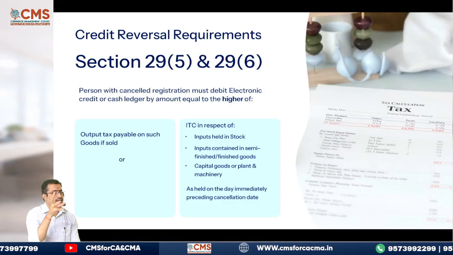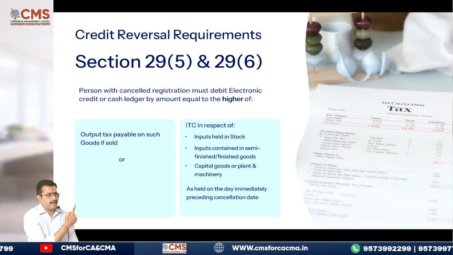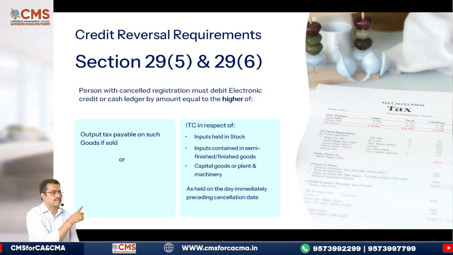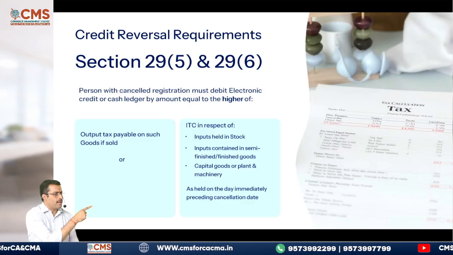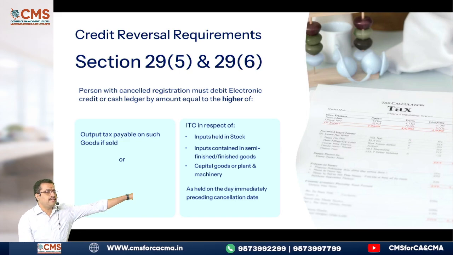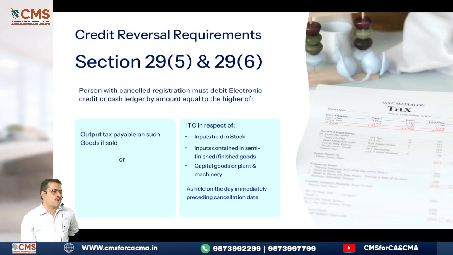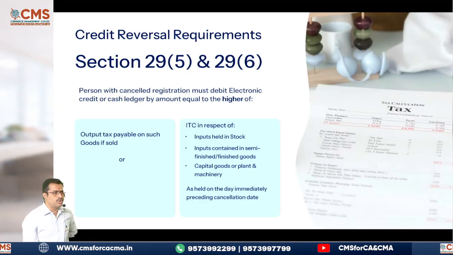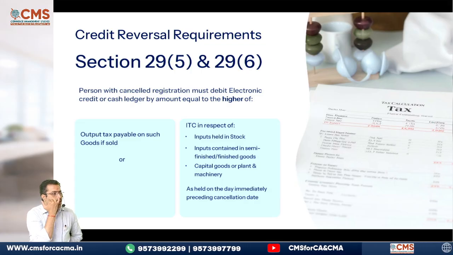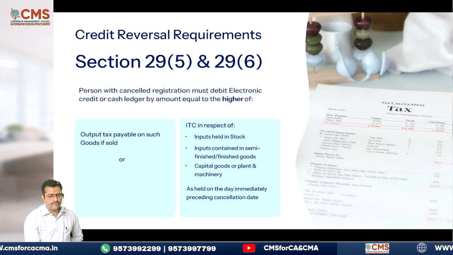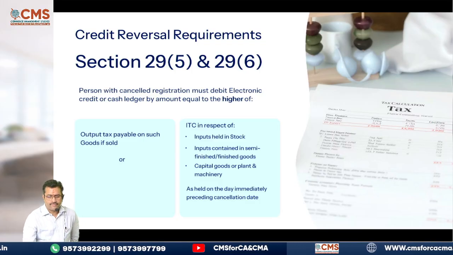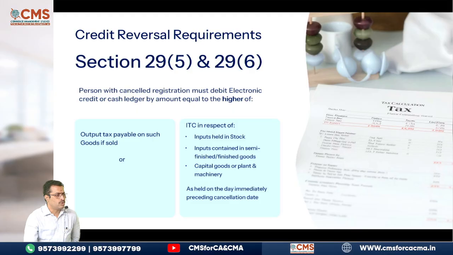That credit, whatever is there, you have to reverse it. That is as per section 29 subsection 5 and 29 subsection 6. How much you have to reverse? Please see. The output tax payable on such goods if sold, or ITC in respect of inputs held in stock, input contained in semi-finished goods, input contained in finished goods or capital goods as on the day immediately preceding the date of cancellation. You have to pay either of these, whichever is higher. I have mentioned already, higher of those two.